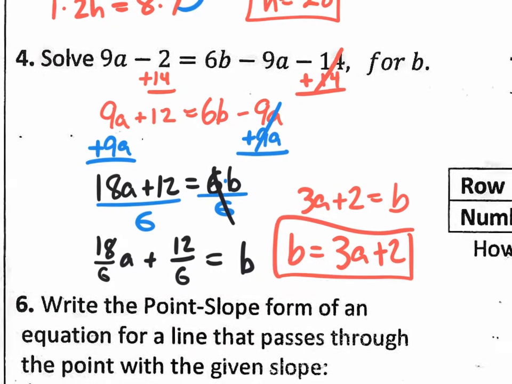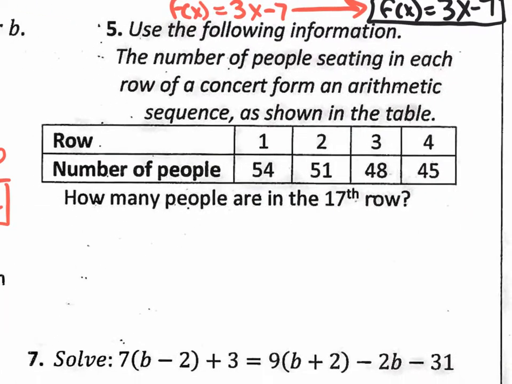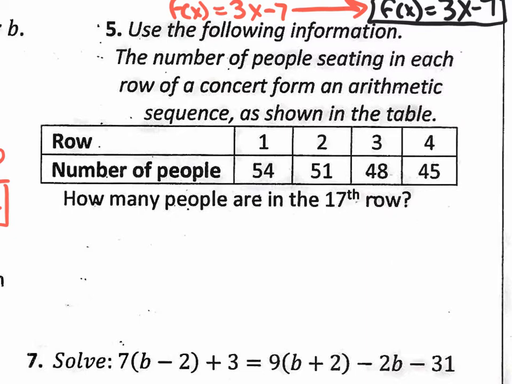Let's move on to number 5. Number 5 says, use the following information. The number of people seating in each row of a concert form an arithmetic sequence as shown in the table. So imagine you're at a concert. Front row, there's a lot of people right up next to the stage, right? Front row, there's 54 people on the front row. And then you go a little further back, there's not that many people, there's 51. And then the third row back, 48. Fourth row back, 45.